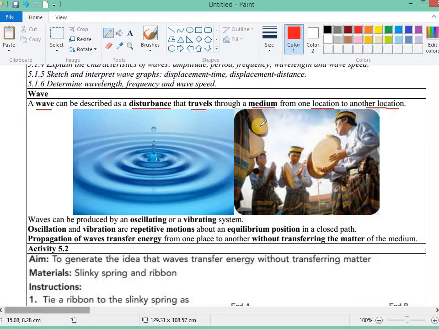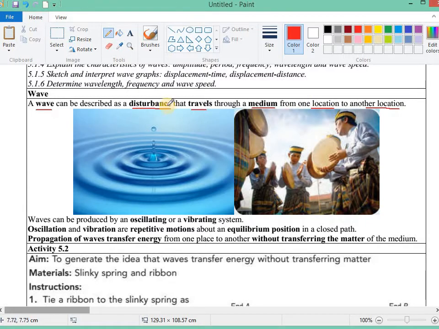Except light. Light does not need a medium. Light is also a wave, but it doesn't need a medium. But when light travels through different substances, through air, through water, through glass, we say that the air, the water, the glass is the medium. But actually, light does not need a medium to propagate.